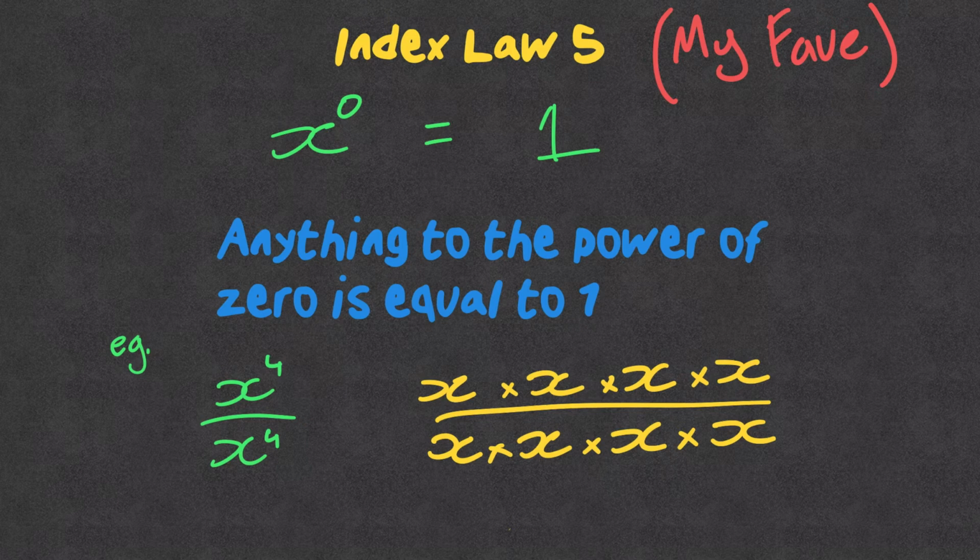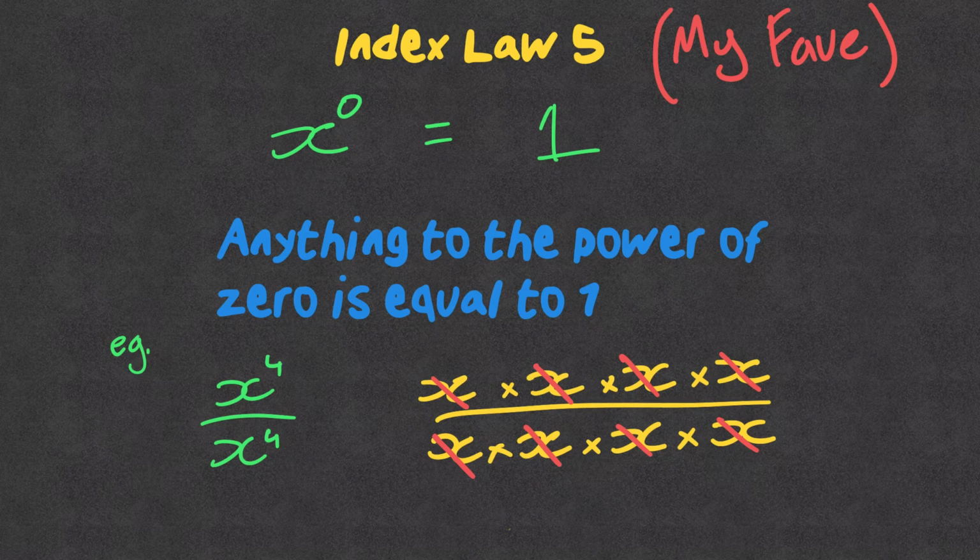Back to it, though. If we've got x to the 4 up top, x to the 4 down the bottom, we're going to cancel out those x's. And remember, when we cancel, they don't just disappear. They become 1s every time we cancel. Because if we divide 4 by itself, 4 divided by 4 is equal to 1. 100 divided by 100 is equal to 1. So anything divided by itself is equal to 1. And if we cancel these out, we're actually left with x to the power of 0.